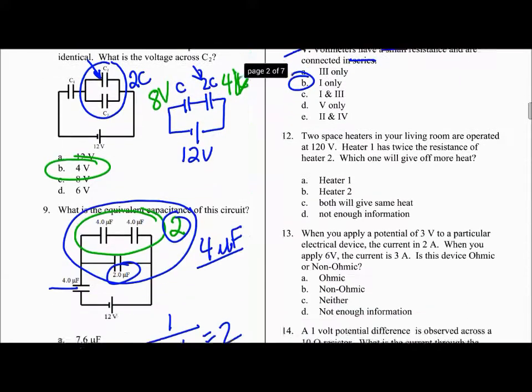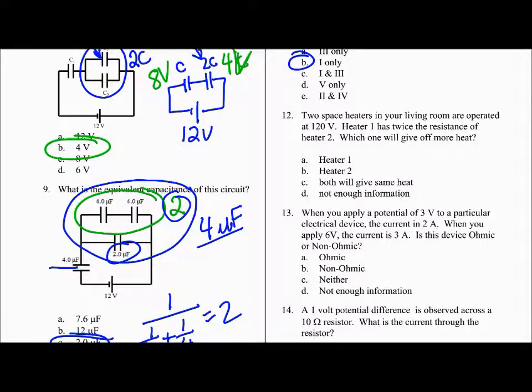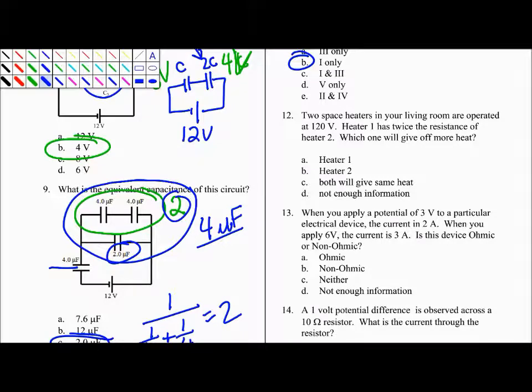Two space heaters in your living room are operated at 120 volts. Heater 1 has twice the resistance of heater 2. Which one will give off more heat? Or more particularly, which one has more power? Because that's a measure of the heat that it gives off. Well, the one with the smaller resistance has the bigger power.